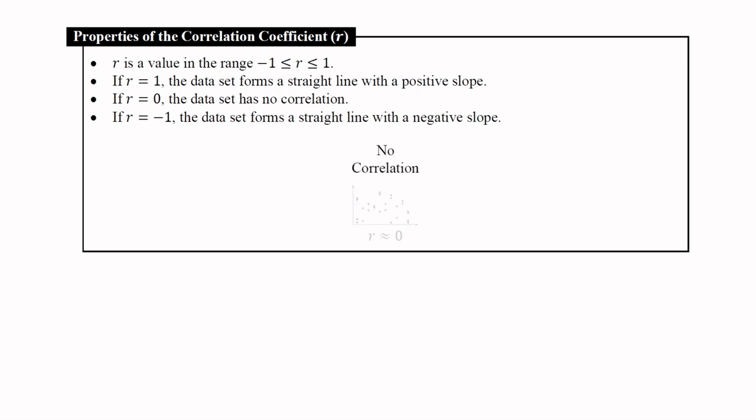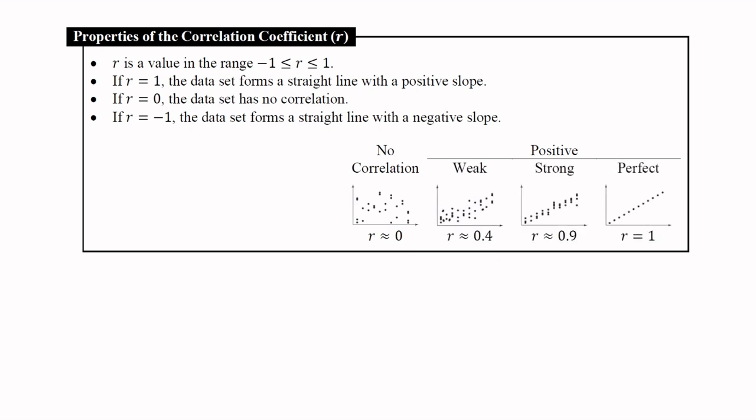So if we have no correlation, we would have some r value approximately 0. So you can't tell if it's increasing or decreasing, and the relationship around the data is weak. We have positive correlation, either weak, strong, or perfect. And the more perfect the data becomes, or the more the data appears to fall along a straight line, the closer to 1 we get.